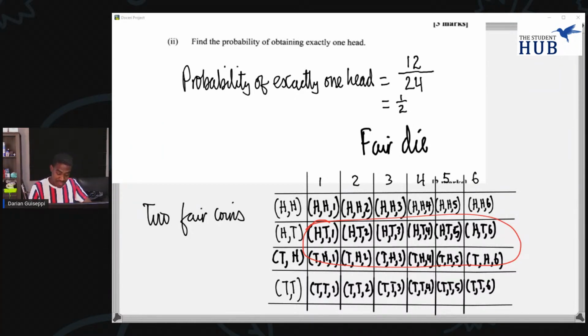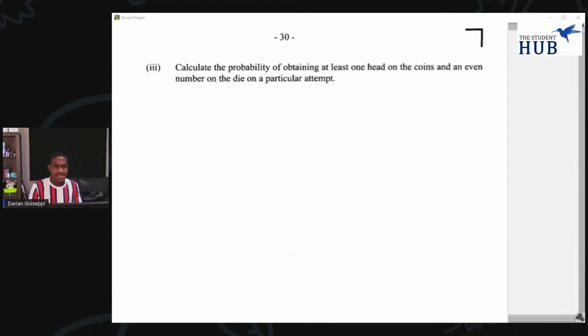So that's basically it. I hope this clears things up. And this table makes things so easy to see in terms of the probability that you're applying here. You could just look at it, pick it out and put it into the formula for probability, and that's it. So that is your solution for that part. Let's move on to the next part. Then they're saying, calculate the probability of obtaining at least one head on the coins and an even number on the die on a particular attempt.